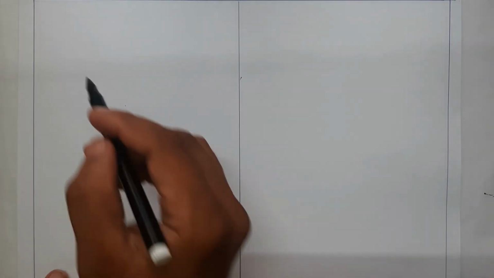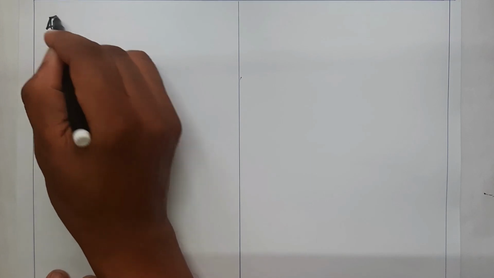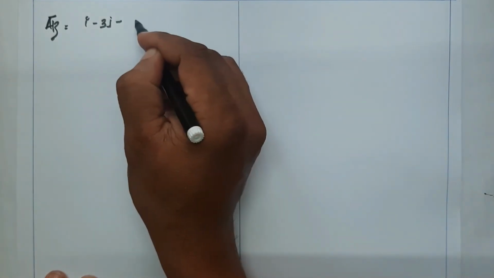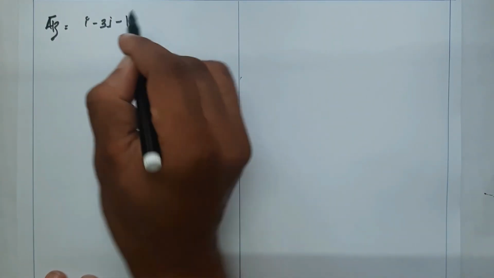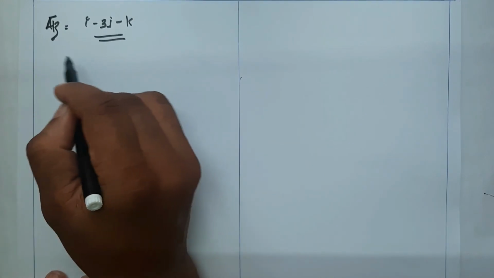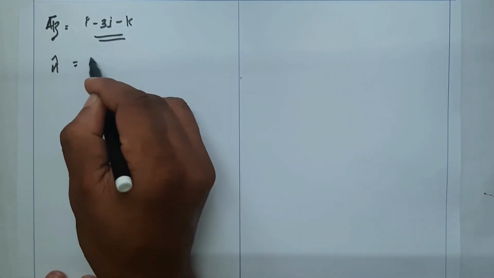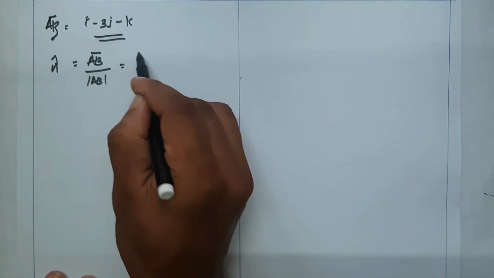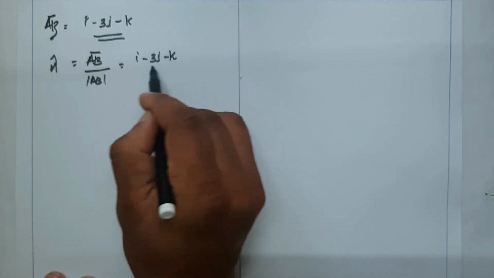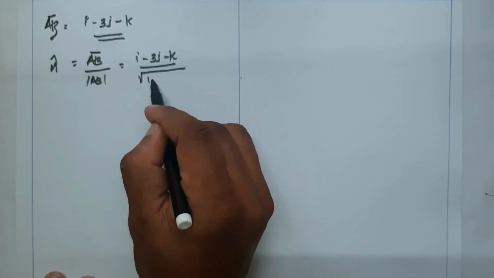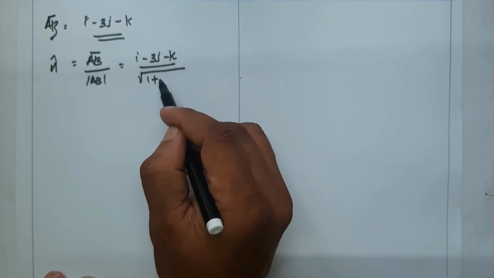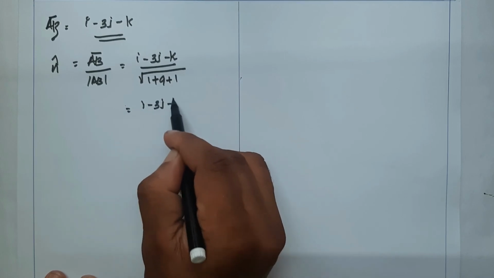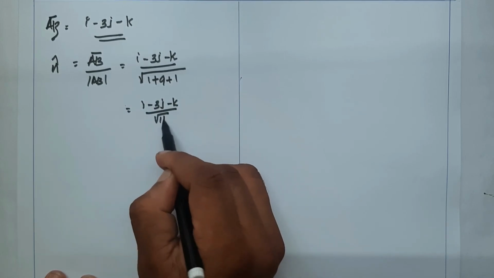So vector AB is equal to i minus 3j minus k. Now we find the unit vector in the direction of vector AB, that is n cap is equal to vector AB divided by modulus of vector AB, which is i minus 3j minus k divided by the square root of the sum of squares of the coefficients, 1 plus 9 plus 1, which is i minus 3j minus k divided by root 11.